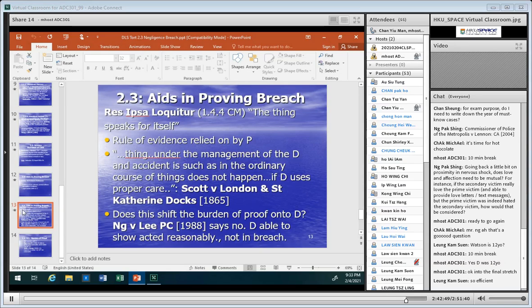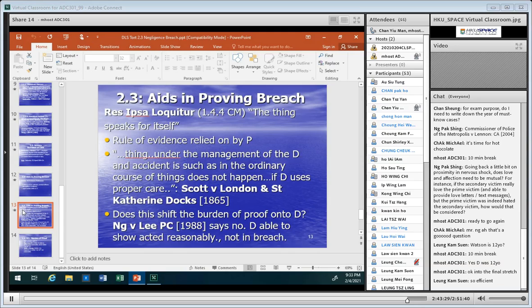It's a rule of evidence relied on by the plaintiff to prove breach of the duty of care. The test is the thing, whatever it is, and in some of the cases we look at, it's a crane which is operated, any sort of machinery, under the management of the defendant, and the accident is such as in the ordinary course of things does not happen if the defendant uses proper care. Then the thing speaks for itself, and that's very powerful evidence to help the plaintiff prove breach of the duty of care.